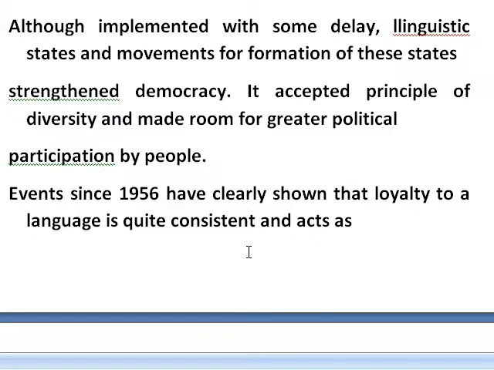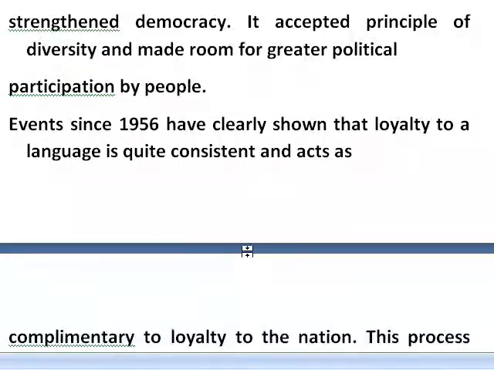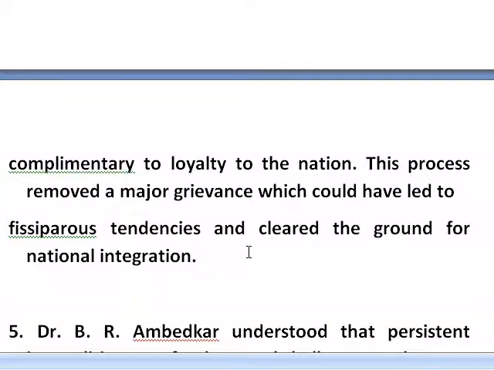Events since 1956 have clearly shown that loyalty to language is quite consistent with, and acts as complementary to, the loyalty to the nation. This process removed a major grievance that would have led to vociferous tendencies and cleared the ground for national integration.